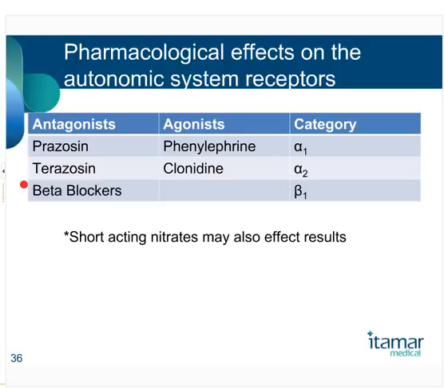Agonists that affect the alpha adrenergic system include phenylephrine and clonidine. These usually are not a problem because they're not antagonists, but they may change the signal intensity to some extent. Also, short-acting nitrates, because they rapidly vasodilate, may have an effect as well.